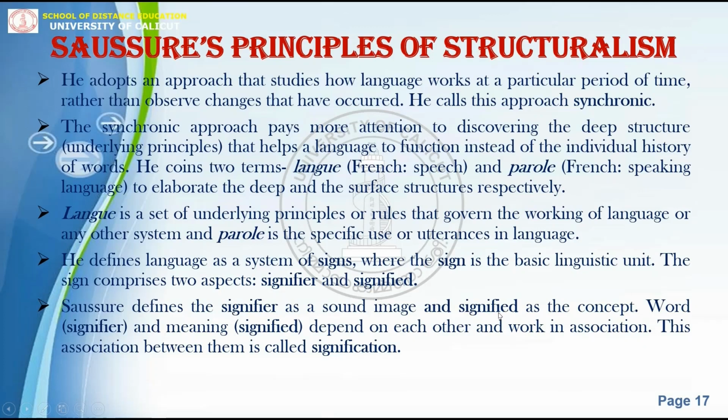Now, the signified means the concept. For example, when you are taking the pen. Now, pen, this sound image, pen, you get an image in your mind, and that is known as signifier. And signified means the concept, that is, you show an image and you give it the label pen, and that concept is signified. Now, the word is signifier, that is PEN is signifier, and meaning is signified. But they depend on each other and work in association, and this association between them is called signification. Now, the word pen is associated with an image, that is, the thing which we use for writing. This word, that is signifier, and meaning, that is signified, depend on each other and work in association, and that association between them is called signification.